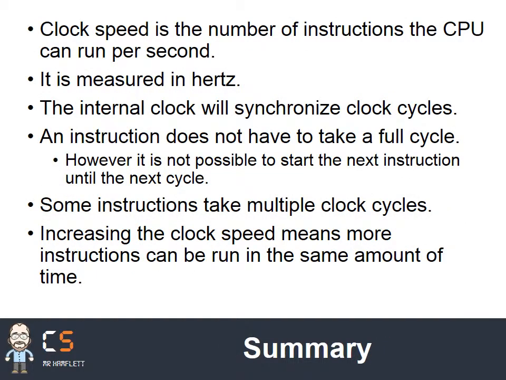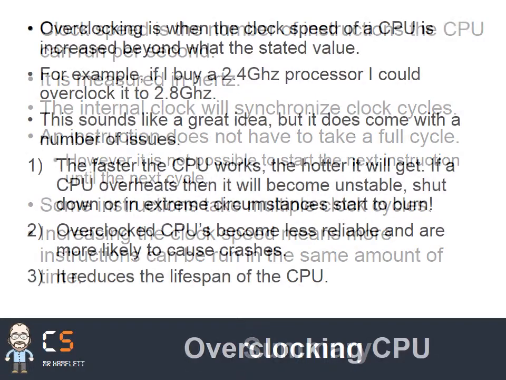So to summarise, clock speed is the number of instructions a CPU can run per second, measured in hertz. Most modern processors are measured in gigahertz rather than hertz. So gigahertz would be 1 billion hertz. The internal clock is synchronized by a clock cycle, so one instruction will only ever take one clock cycle, or maybe more than one clock cycle, but never less than. An instruction does not have to take the full cycle if it just wants it, but we can't start the next one off until it finishes that one. Some instructions do take multiple clock cycles instead. And increasing the clock speed means more instructions can be run in the same amount of time. So if I have a higher clock speed, I can run more instructions per second.